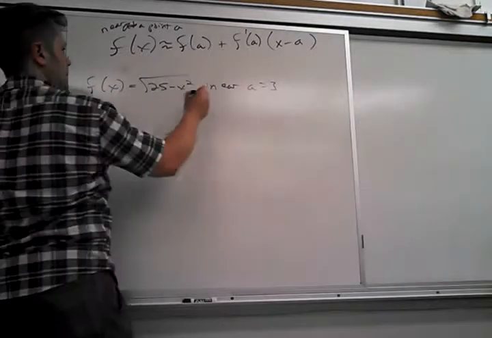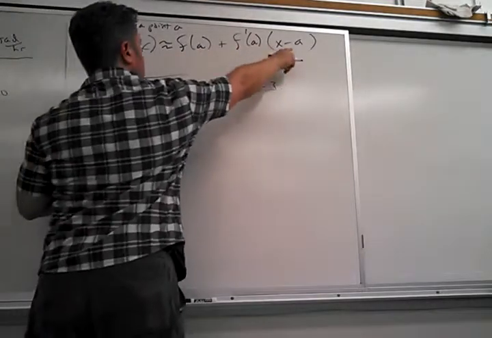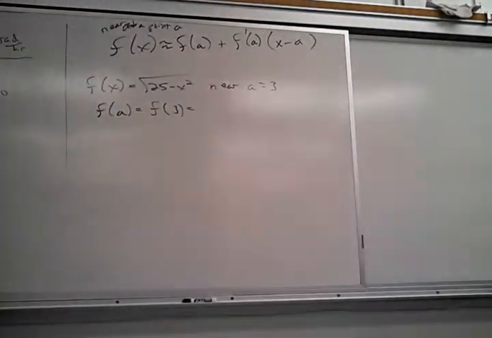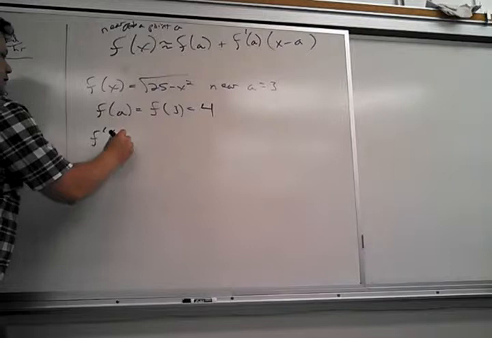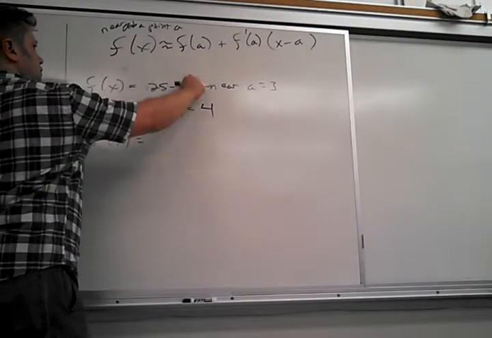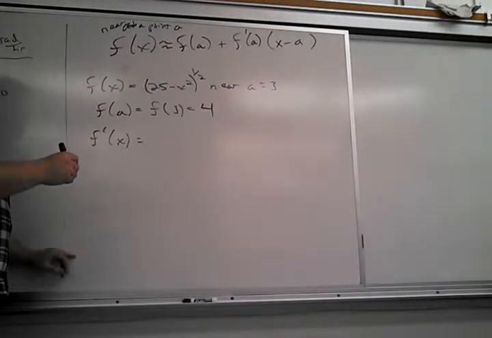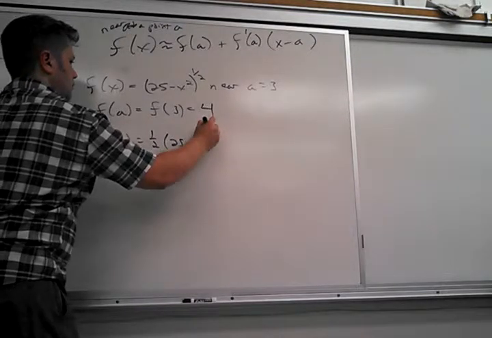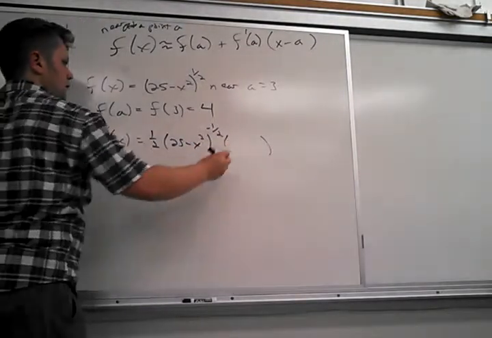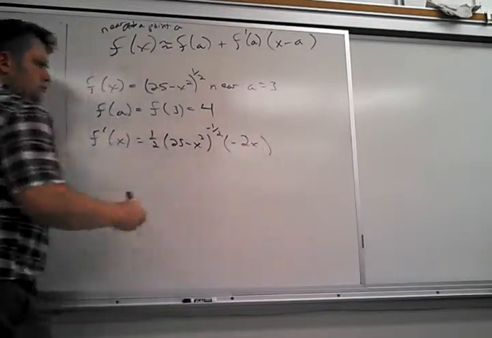So I need f of a, which is f of 3. So I just start looking to see what I need to fill this out. What's f of 3? 4. I like it. 25 minus 16. What's f prime of x? Let's write this like this. 1/2. Good. 1/2 of this mess to the negative 1/2. Cool. You guys with me?